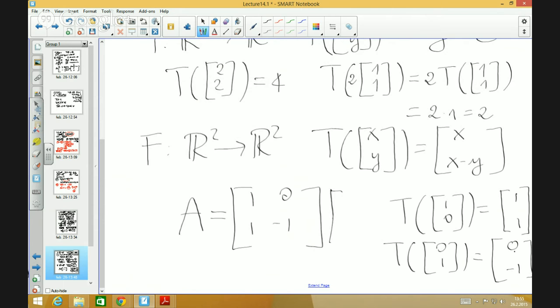You just multiply this by (x, y). On the first component, you get x, and then you get x minus y. That's exactly why this works. So this transformation is induced by a matrix, which means it is linear.